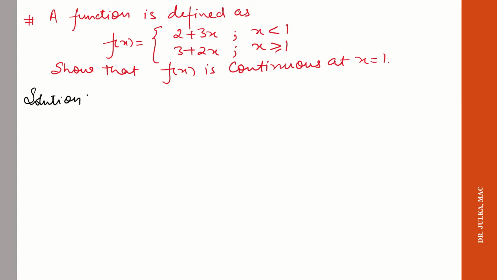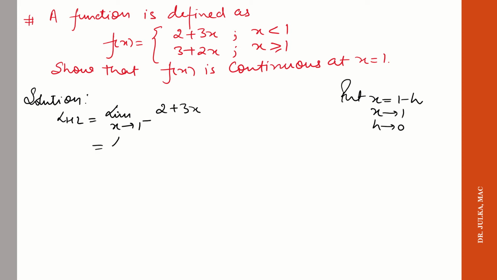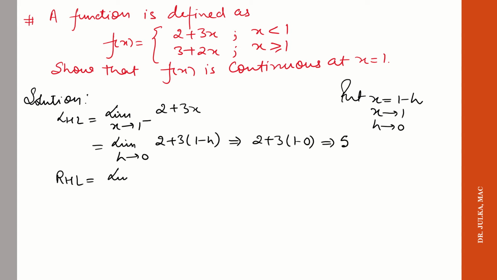Left hand limit is limit x tends to 1 negative. 1 negative means less than 1. So function is 2 plus 3x. We put x equals 1 minus h. x tends to 1 and h tends to 0. Now limit h tends to 0, 2 plus 3 times (1 minus h), and put limit h tends to 0 here, we'll get 5. Now right limit is limit x tends to 1 positive.